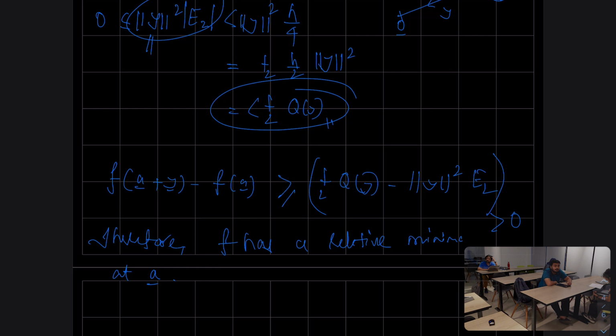Okay, so I would request you to run the same argument for B to prove B. Run the same argument, but you have to change the signs in that case.